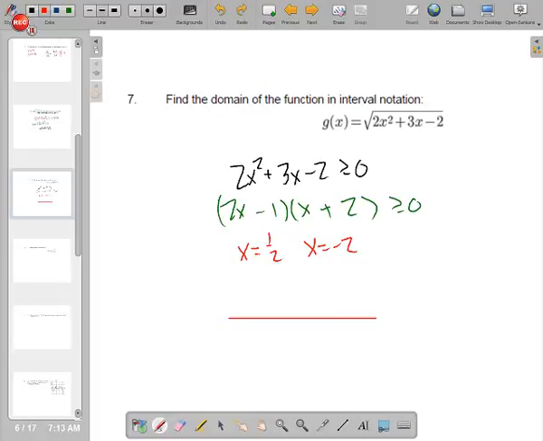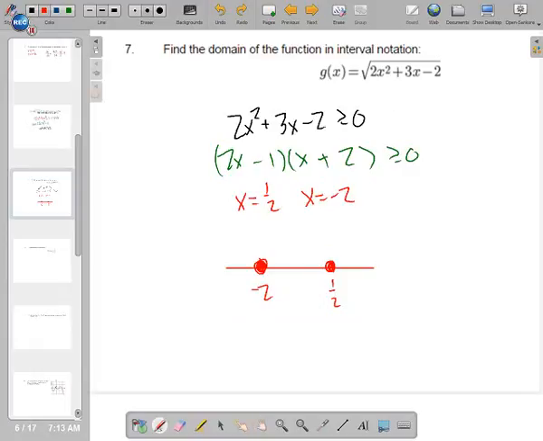So now what I need to do is put those points of interest on my number line. So I'm going to put negative 2, and I'm going to put 1/2, and I'm going to figure out, first of all, does this work? So yes, negative 2 works, and yes, positive 1/2 works. If I go to the left, what kind of numbers am I going to get? We're testing here again.